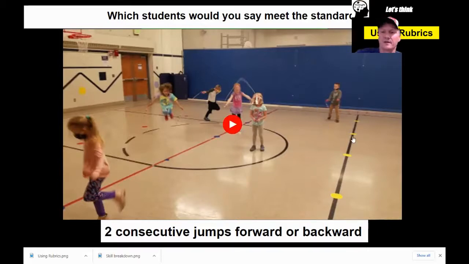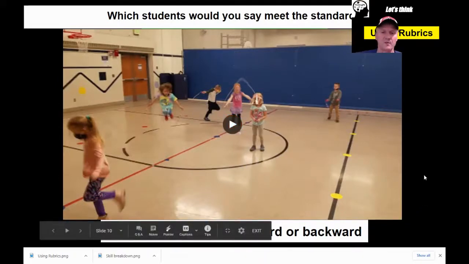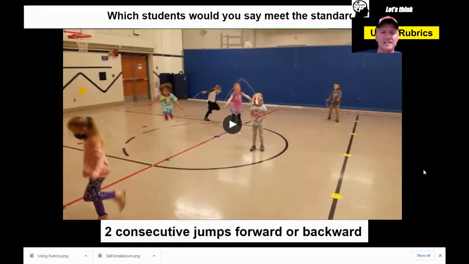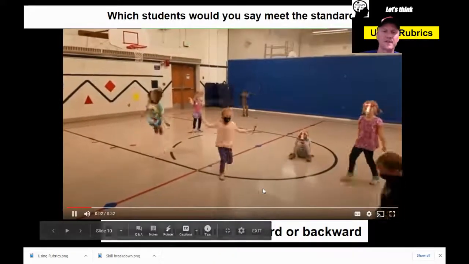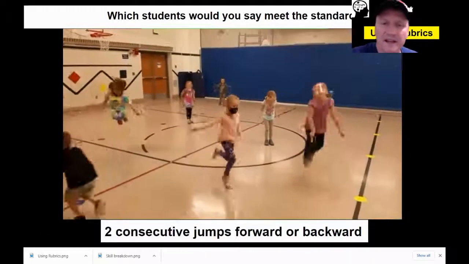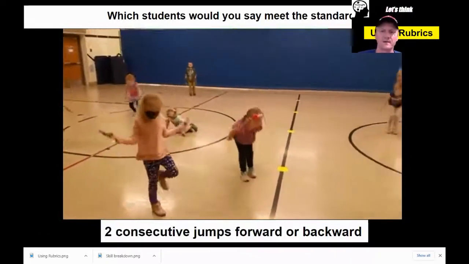So what I thought would be a fun exercise is, I'm going to put on here a class, and you decide which of these students you think meet the standard. Just play about 30 seconds of a class, and you're going to watch. The rubric is defined below with 2 or more consecutive jumps. They can choose to go forward or backwards, and just look around and see which students you consider making it from the brief glimpse you get, and which ones you do not. Take a peek. Just scan around from left to right and see who you think is able to do it.